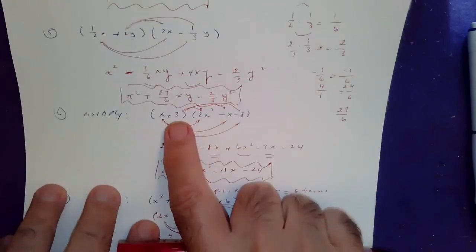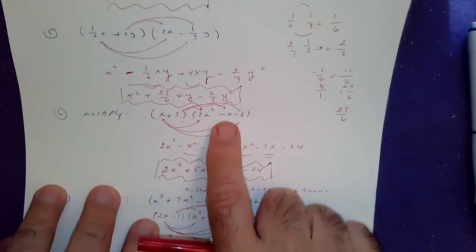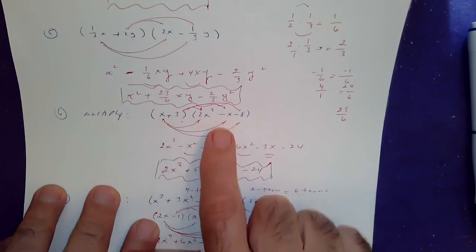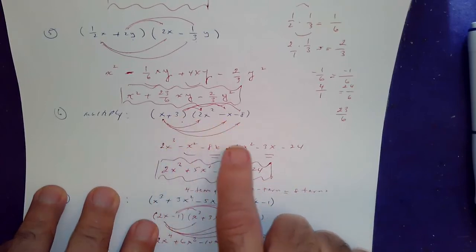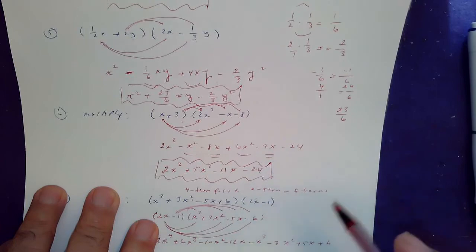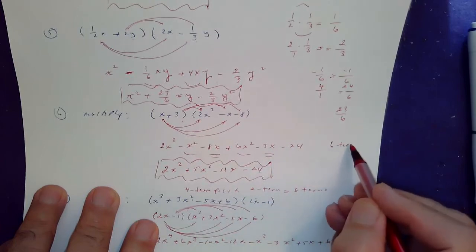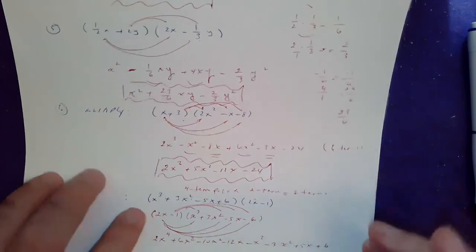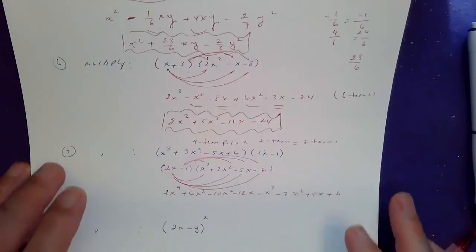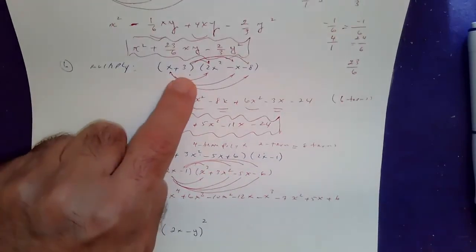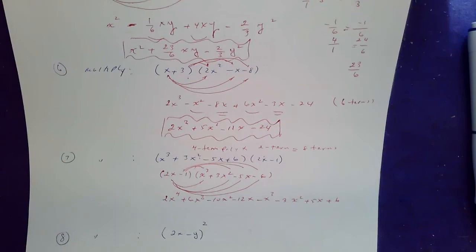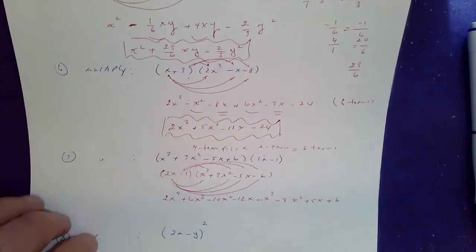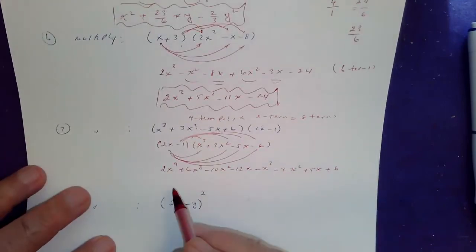Here, you had 2 terms and 3 terms. 2 times 3 gives you 6. 1, 2, 3, 4, 5, 6 terms. Do you see it? 6 terms. So that's the beauty of polynomials. You can tell ahead of time how many terms you're going to come up with the minute you remove the parentheses before you simplify. Okay, look for like terms.